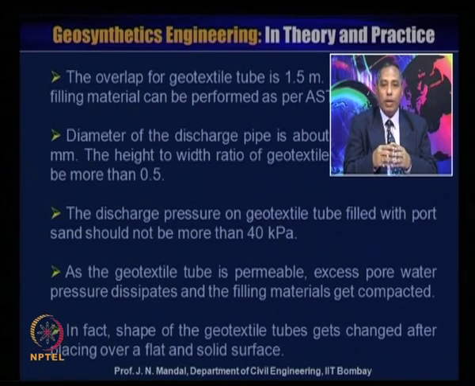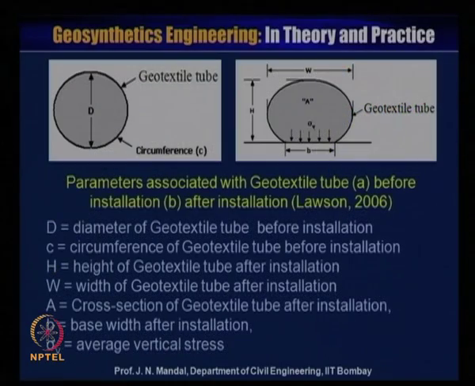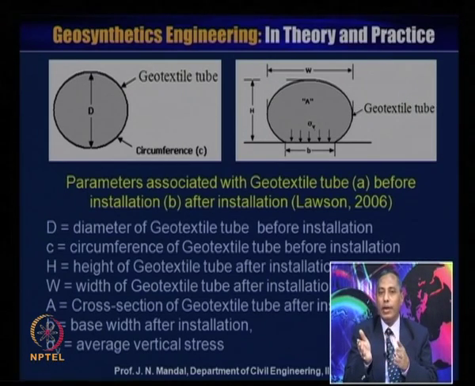As the geotextile tube is permeable, excess pore water pressure is dissipated and the filling material gets compacted. In fact, the shape of the geotextile tube gets changed after placing over a flat and solid surface. So, you can see here the parameters associated with geotextile tube before installation and after installation, Lawson 2006. You can see the circumference, that is C, and almost the diameter of the geotextile tube is D. But when you place it on site, you do not have the same geometry as you want to design. So, when you place it, you can see the size and shape of the geotextile tube change.